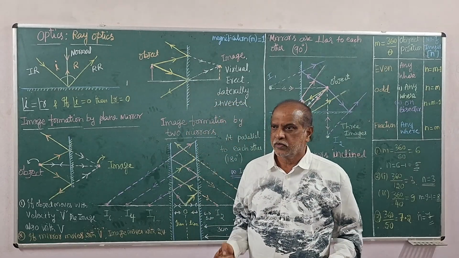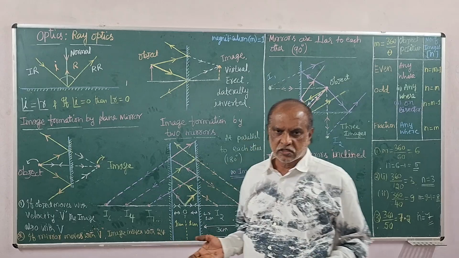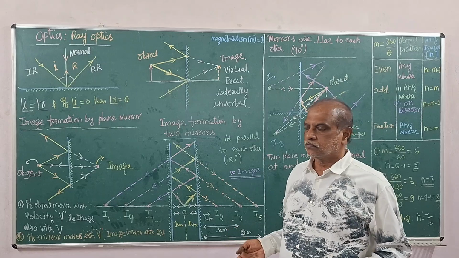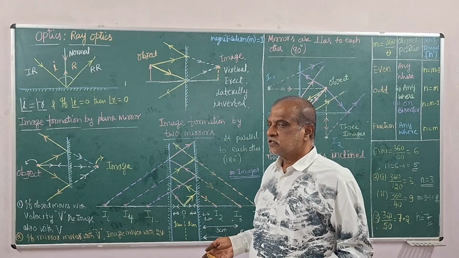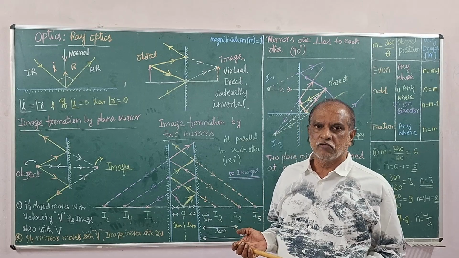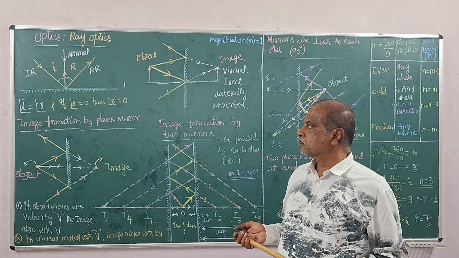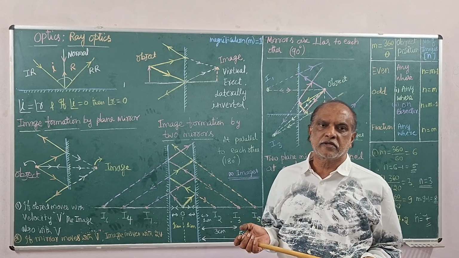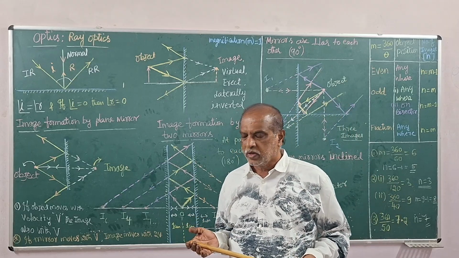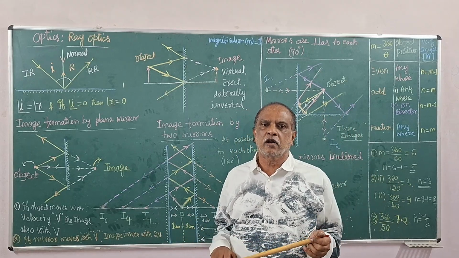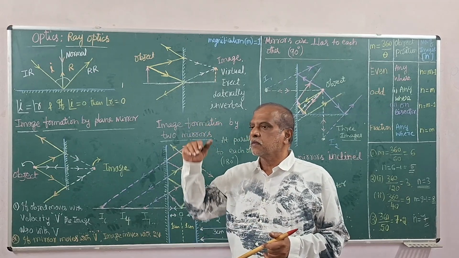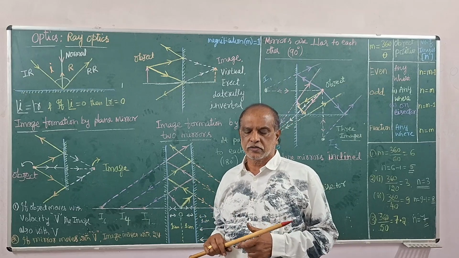In continuation of the previous class, let us have more discussion on reflection of light on the plane mirror. The reflection of light on the plane mirror produces the image which is known as virtual image or apparent image. The virtual image means the image which we cannot project on the screen.